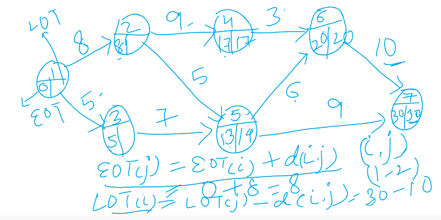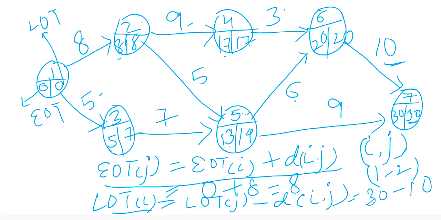So 17 minus 9 is 8, and 14 minus 5 is 9. So I will choose the shortest one, that is 8. Now 5 to 3, 14 minus 7 is 7. Now I will be at the first activity, that is 1. So 8 minus 8, 0, and 7 minus 5, 2. So again I will choose the smallest one, that is 8 minus 8, 0. So here we are done with our first network.